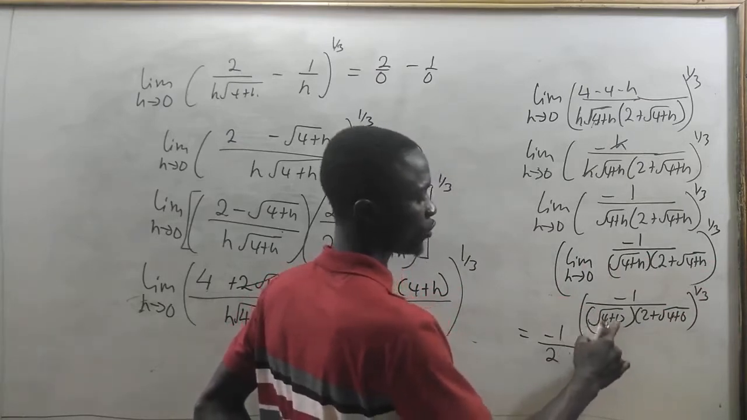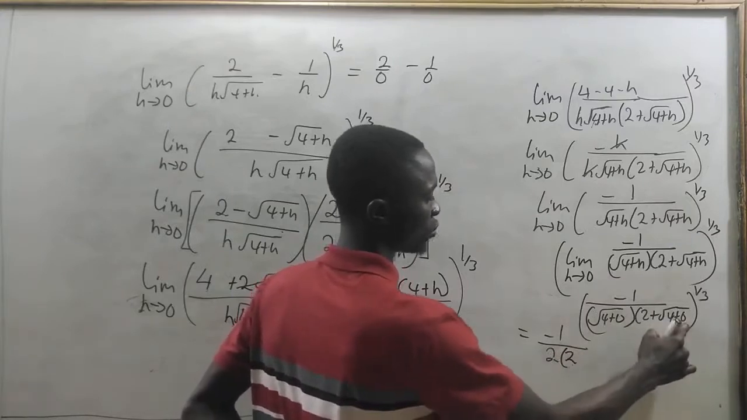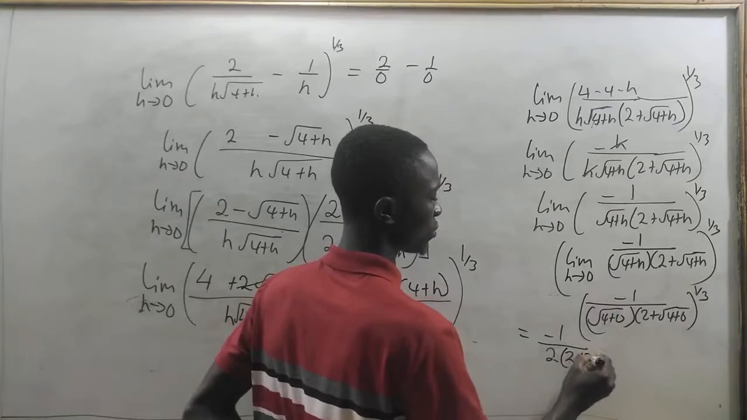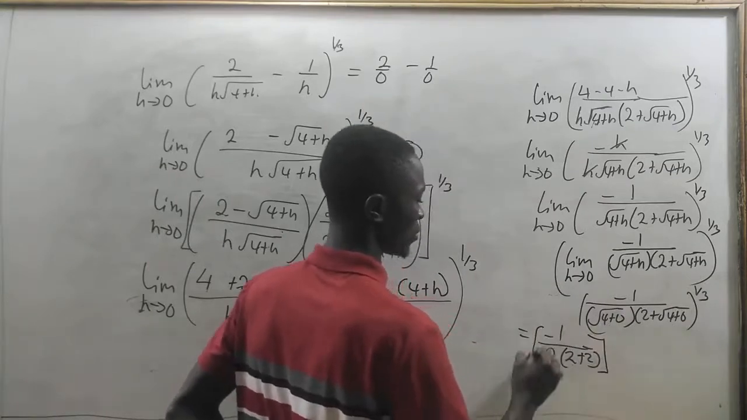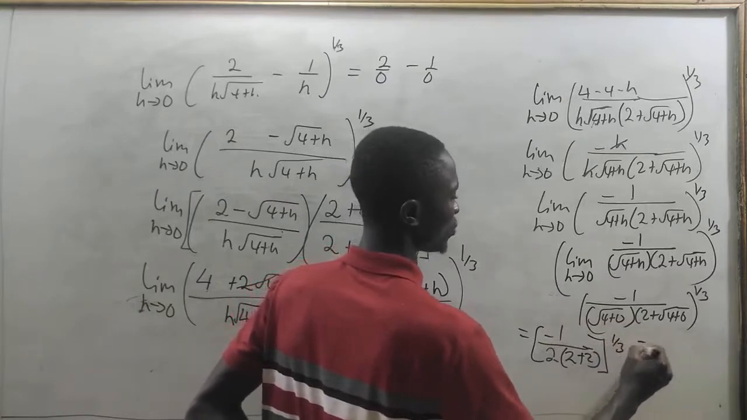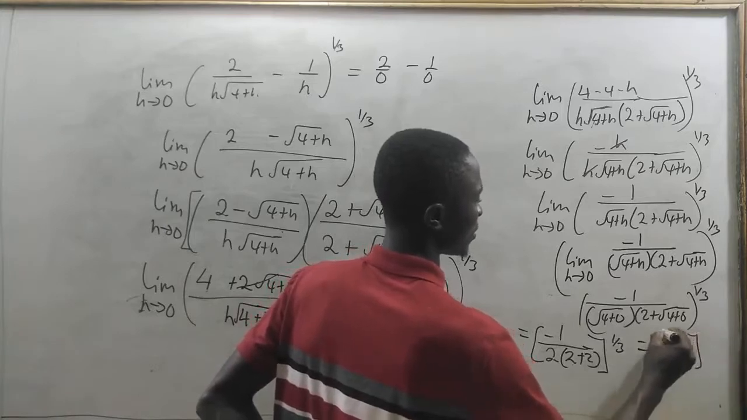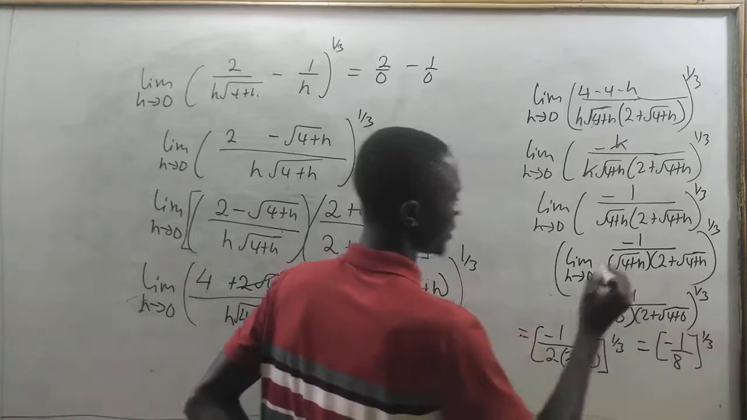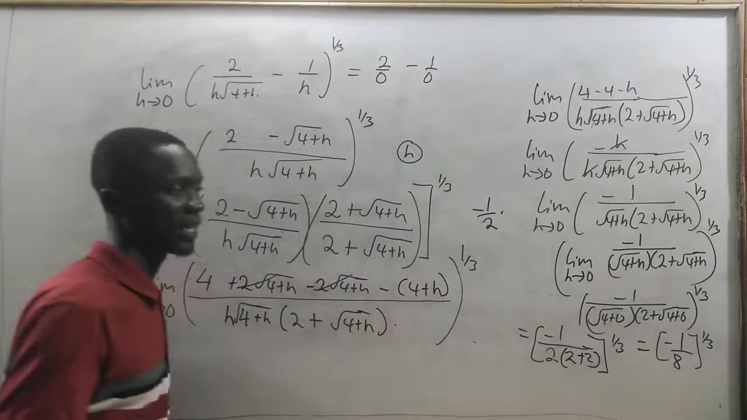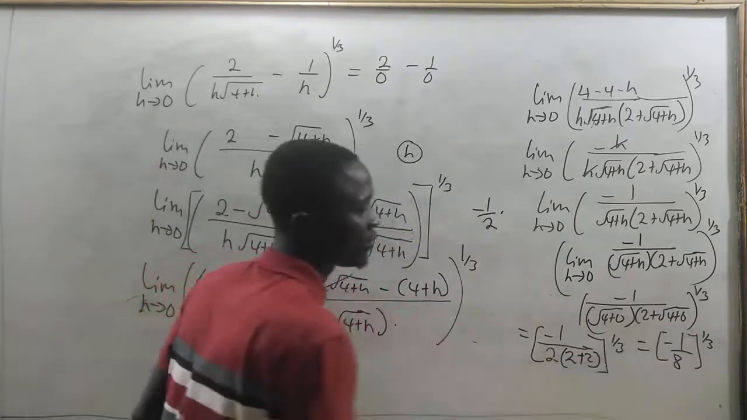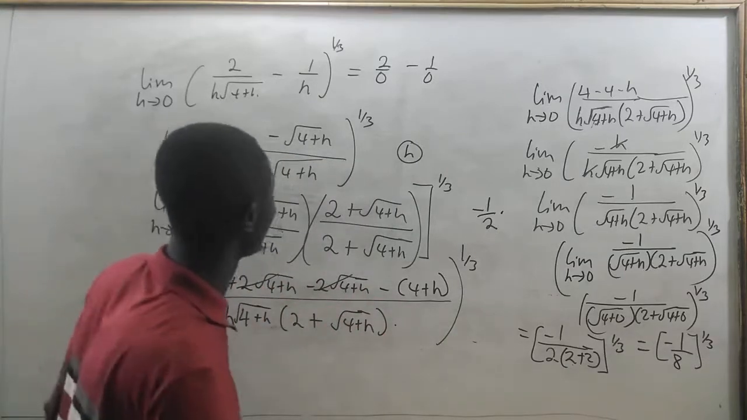4 plus 0 is 4, root 4 is 2, times 2 plus root of 4 plus 0, which is 4, root 4 is 2, all to the power 1 out of 3. And that will give us negative 1 divided by 8, all to the power 1 out of 3. And that will give us negative 1 out of 2 as our final answer. That is, the cube root of negative 1 out of 8 is negative 1 out of 2. Now, let's move on.